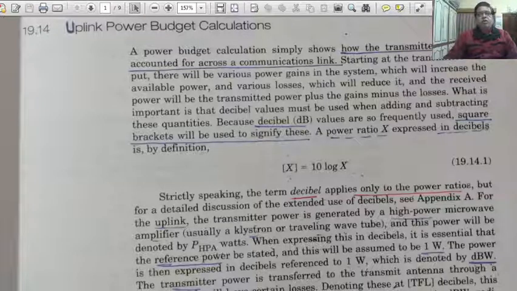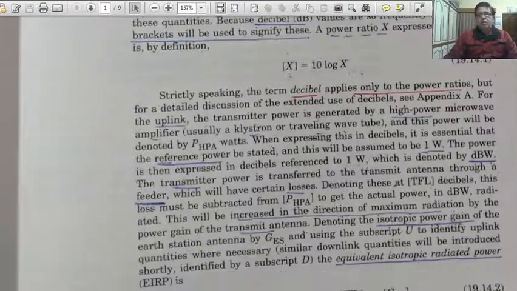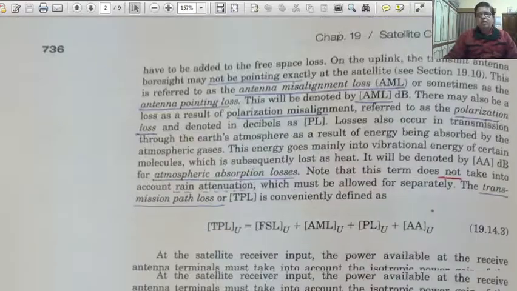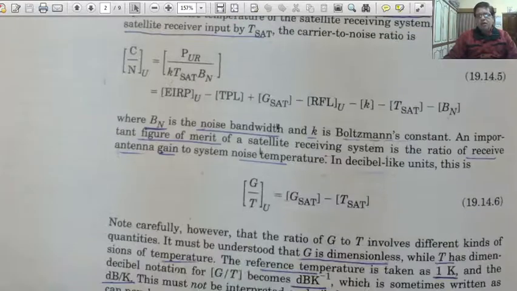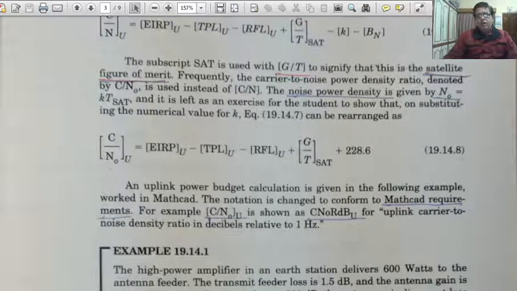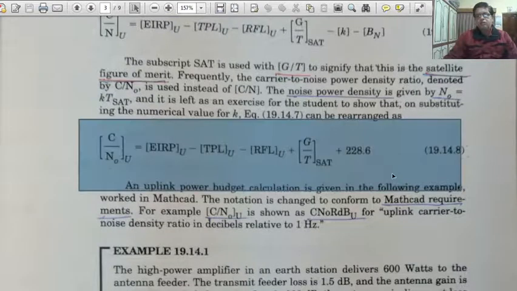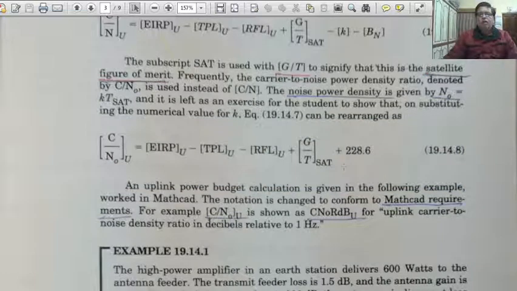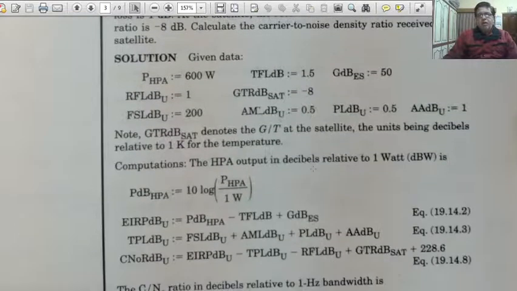Today we are continuing the topic uplink power budget calculation. In the last lecture, we saw that power budget calculations are how the transmitted power is accounted for across a communication link. The different terms related to it we derived, and at last we derived this relation. Okay, continue in this part.